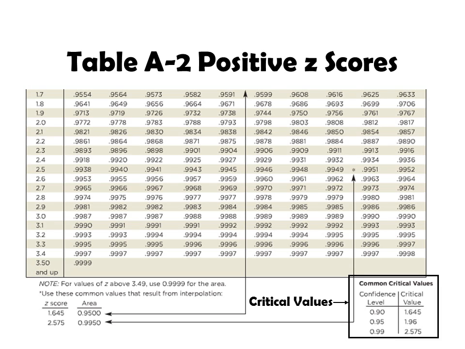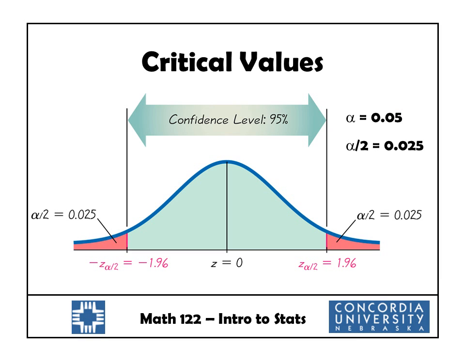So you don't have to memorize these critical values. They're right there on your table A2. Now let's talk about this subscript alpha divided by 2, where it comes from, and a little bit about how these critical values are calculated.